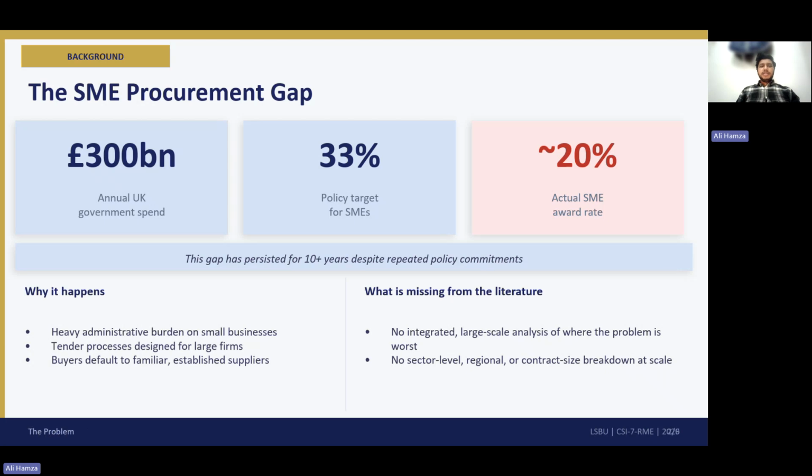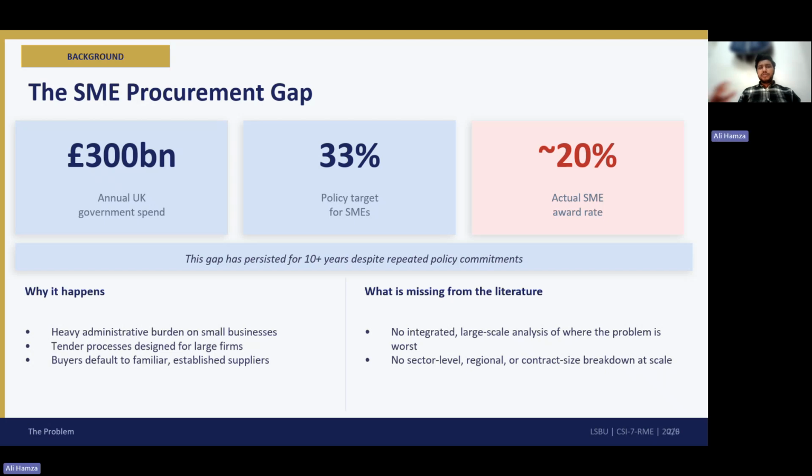Basically, the government of the UK spends 300 billion pounds every year on procurement, and of that amount, 33% is meant to be awarded to small and medium enterprises, SMEs. But in actuality, they only receive about 20%. So why is this gap so large, and why has it not been filled for more than 10 years? We are going to check that as well.